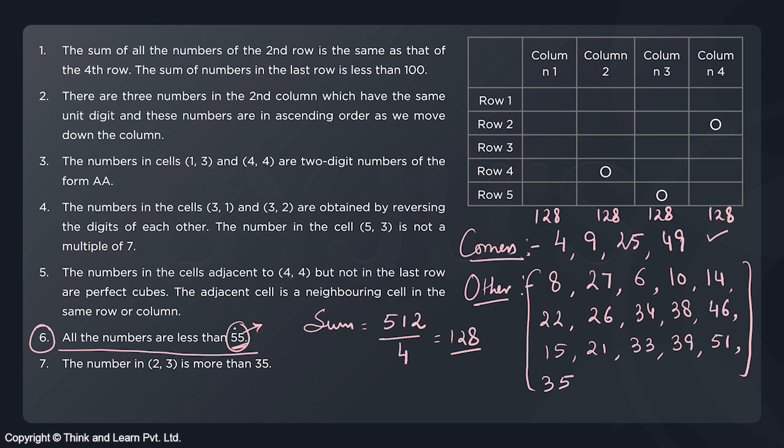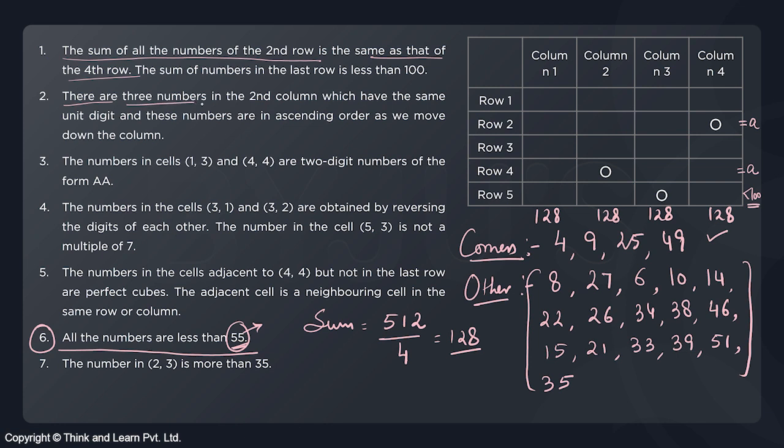Now we have to fill up these values. Let's start looking at these now. The sum of all the numbers of the second row is the same as the sum of all the numbers of the fourth row. So their sum, let us say it is A. Sum of all the numbers of the fourth row is also A. The sum of the numbers in the last row is less than 100, which I'm writing here. Okay. What next?